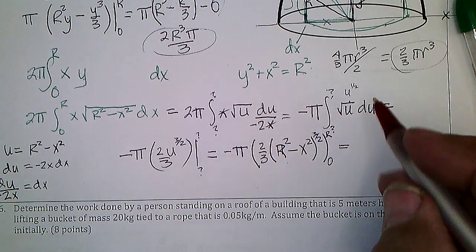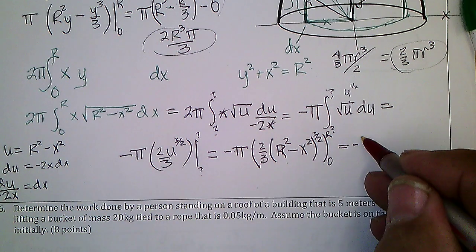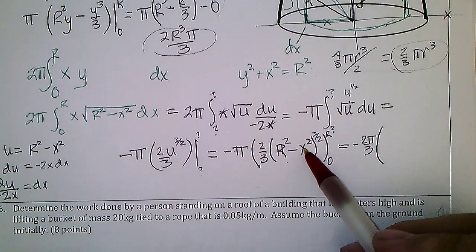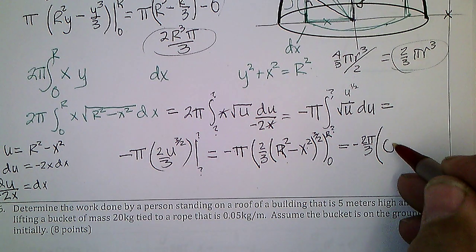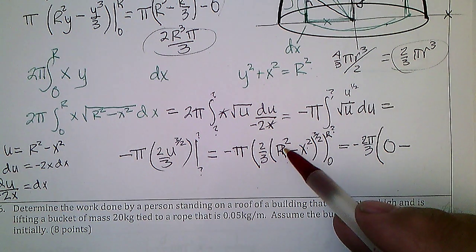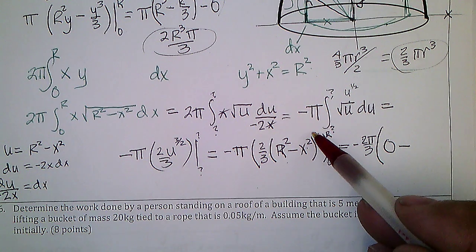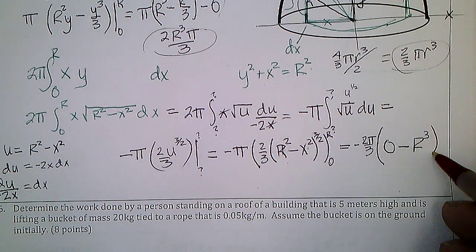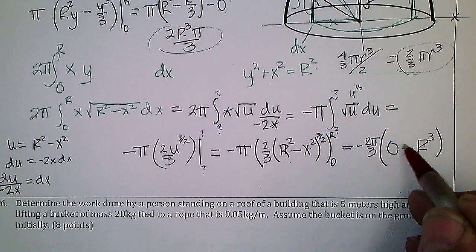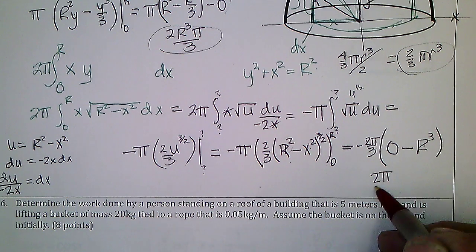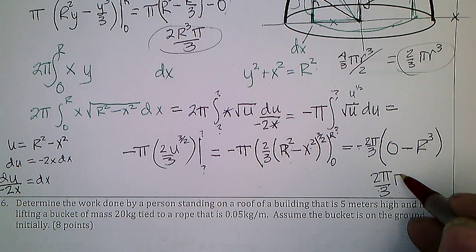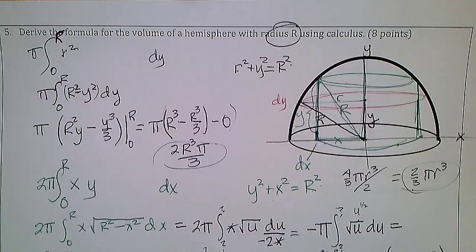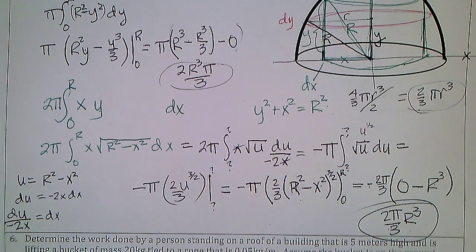So we would get minus 2 pi over 3 times, with capital R put in here, capital R squared minus capital R squared, which would be 0, minus, putting in 0, I'd get capital R squared to the 3 halves. The square root of R squared is R, so that's R cubed. So what do I get out of it? The minus and the minus cancel, and I get 2 pi over 3 times R cubed. Okay. I got the same thing for both of them. I finally did something right.